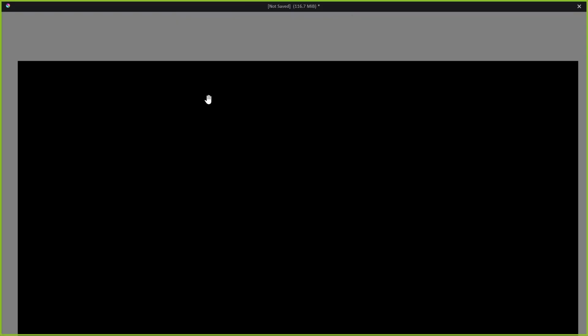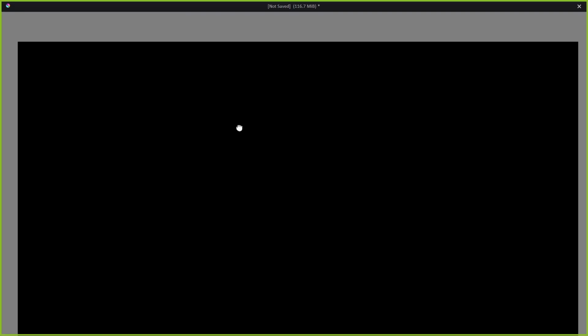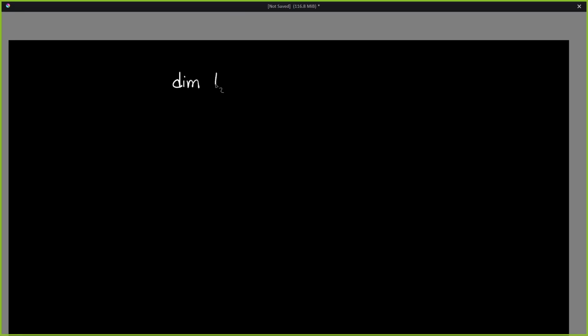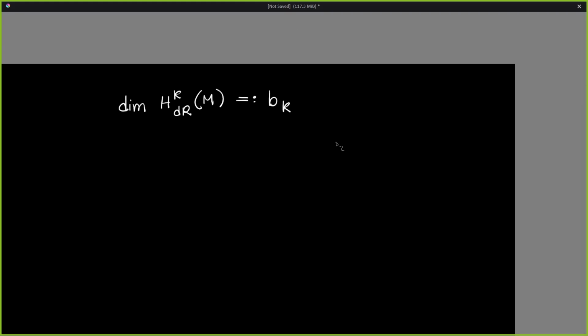Right. One last thing about the de Rham cohomology group before we move on is that we call the dimension of H^k_dR(M) the Betti number, b_k. I guess you would put it as a subscript. It's not covariant or contravariant. This is just a scalar. And we're going to interpret all of this in a moment.